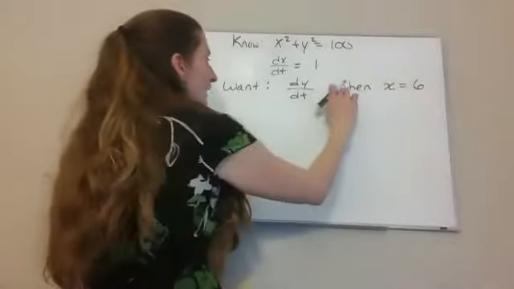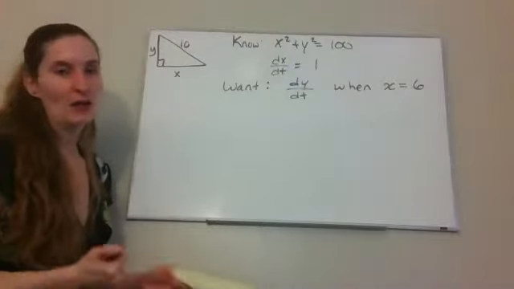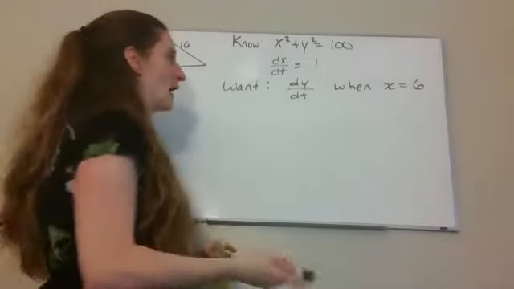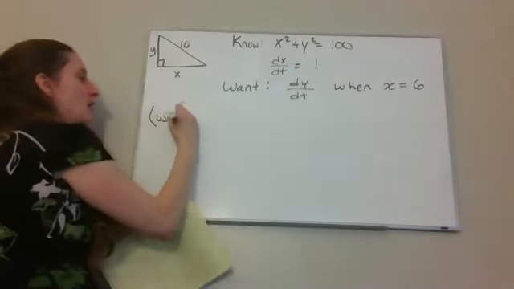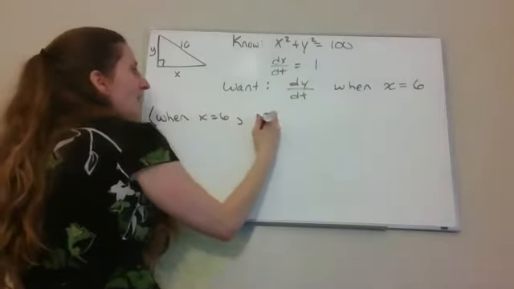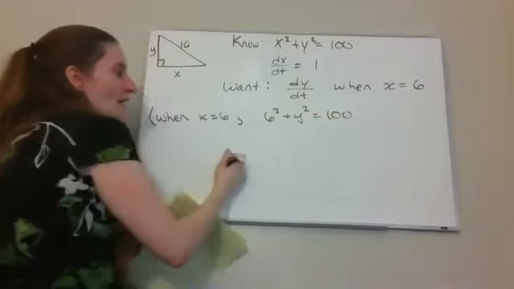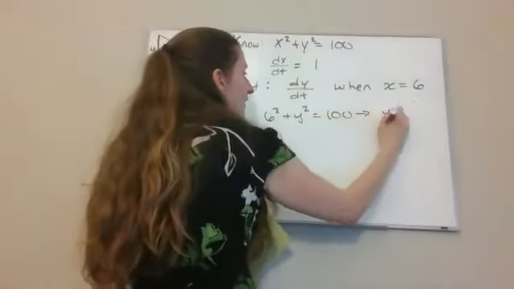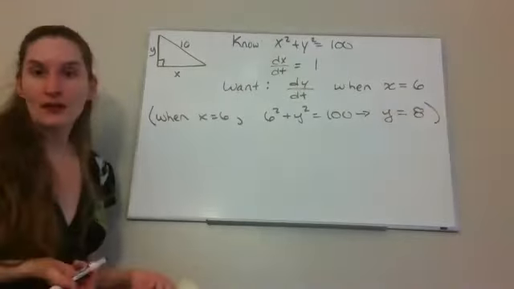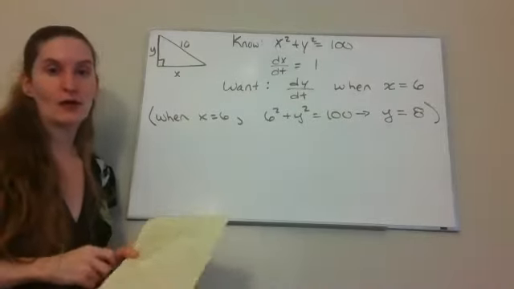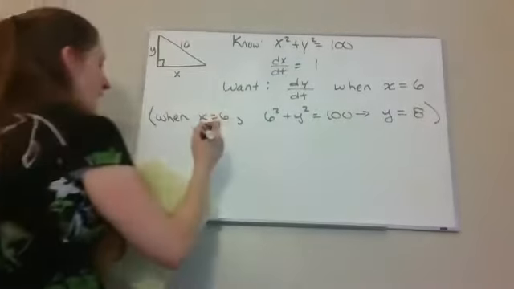Now notice, if I take my equation and do derivatives of it, I'm going to have a y that I need as well. We don't know y right now, but we can figure out y. So I'm just going to give myself a little note here. When x is equal to 6, we'll have 6 squared plus y squared equals 100. And that means that y ends up being 8. You would do 100 minus 36 to get 64. Take a square root, and y is going to be 8 at that point. So now we're all set to solve.